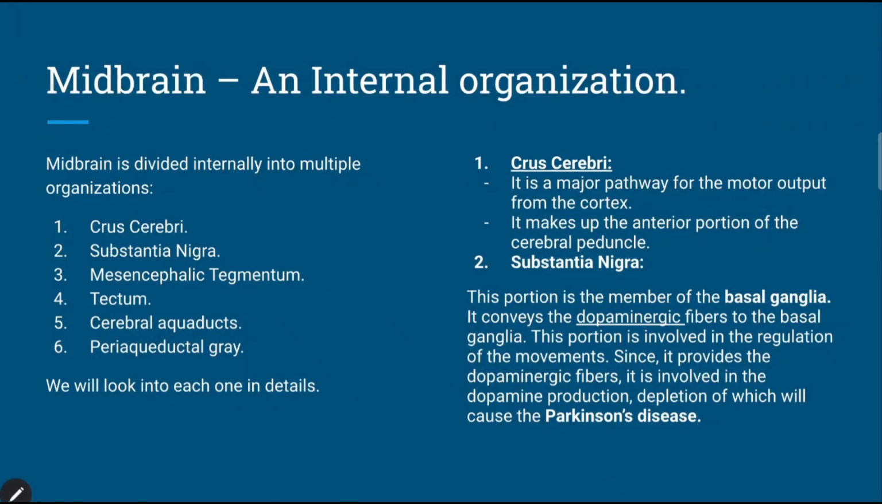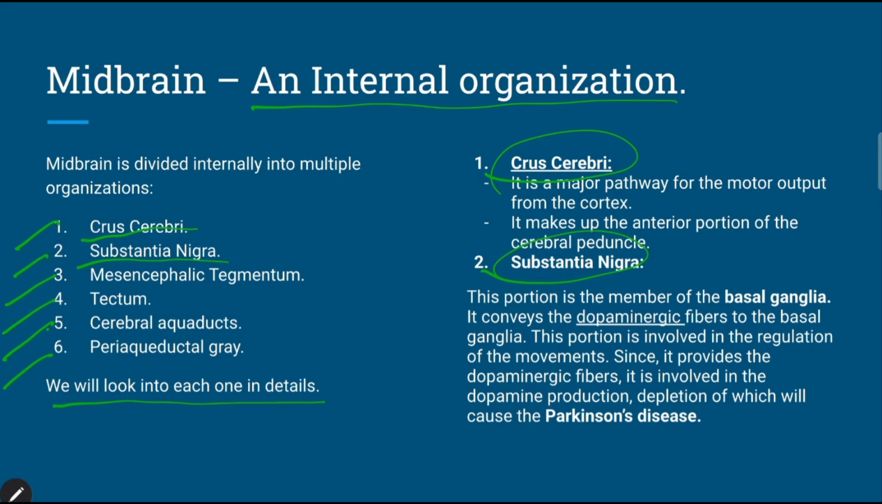Let's dive into the midbrain's internal organization, a high-yield topic for USMLE Step 1. This slide breaks down the midbrain's key structures and zooms in on 2 critical areas, the crus cerebri and substantia nigra. The midbrain is divided into 6 main structures: the crus cerebri, substantia nigra, mesencephalic tegmentum, tectum, cerebral aqueduct, and periaqueductal gray. For Step 1, you need to know what each does and how they tie into clinical scenarios.